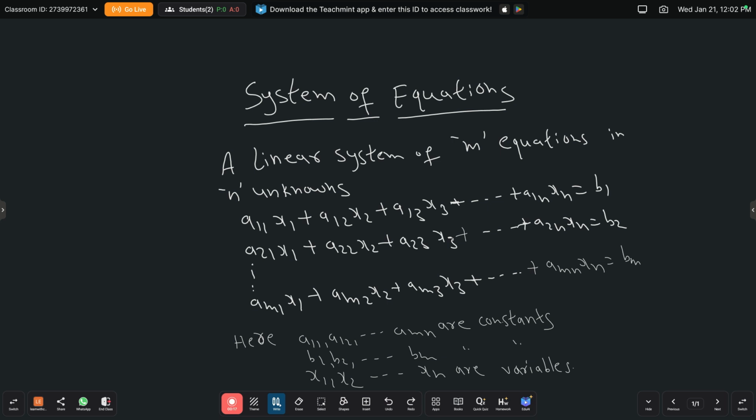A linear system of m equations in n unknowns will be in the form a11x1 plus a12x2 plus a13x3 plus and so on plus a1nxn is equal to b1, a21x1 plus a22x2 plus a23x3 plus and so on plus a2nxn is equal to b2, and so on, am1x1 plus am2x2 plus am3x3 plus and so on plus amnxn is equal to bm. Now this is a system of m equations in n unknowns x1, x2 and so on xn.